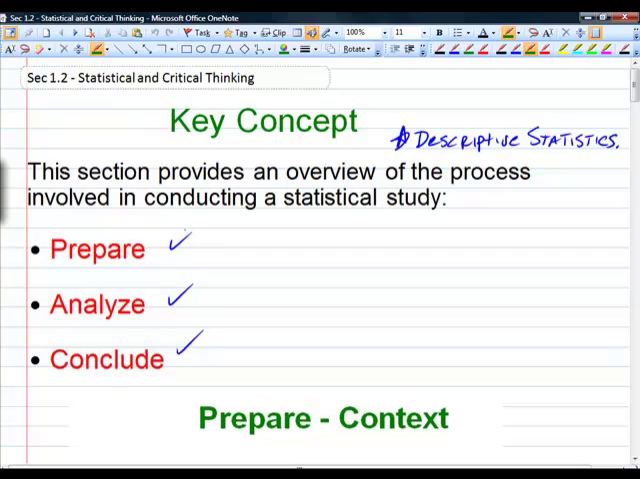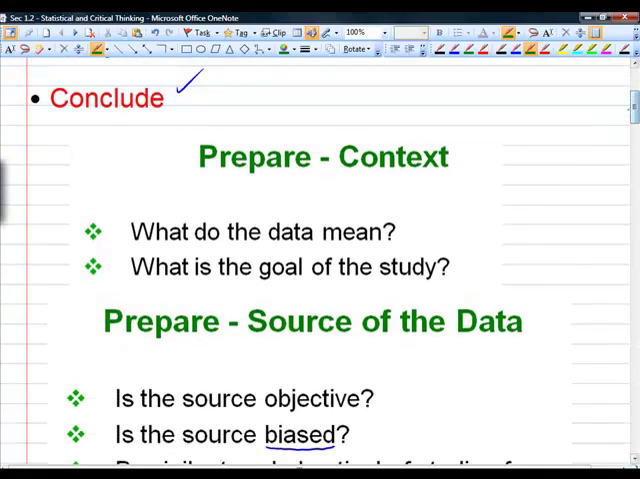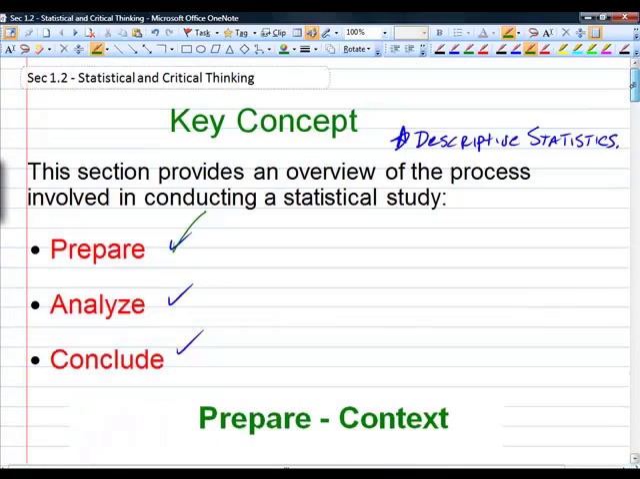The first thing we need to do is prepare our data, and by prepare, I mean we need to understand the context in which the data is collected. What do the data mean? What is the goal of the study? What is the source of the data? And what sampling method was used? These things would influence maybe how you saw the data.